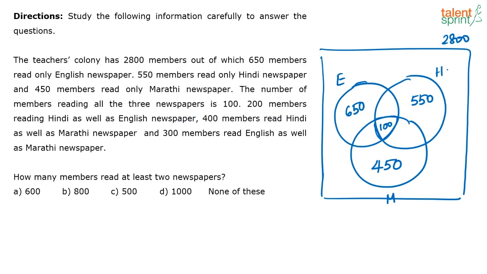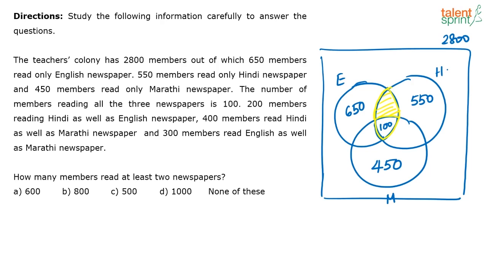Now 200 members are reading Hindi as well as English newspaper. So which is the area that represents this 200 members? See, 200 members are reading Hindi as well as English, means this area, correct? Let me draw it with another color. So this is the set 200. Out of this 200 members who read Hindi and English, 100 members read all 3. So how many members read only English and Hindi? That is nothing but 200 minus 100.